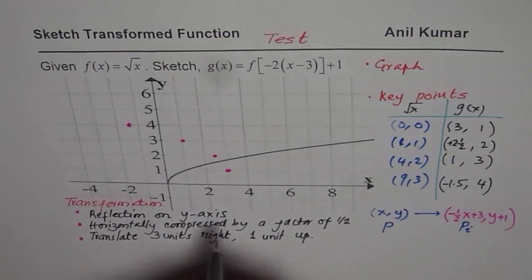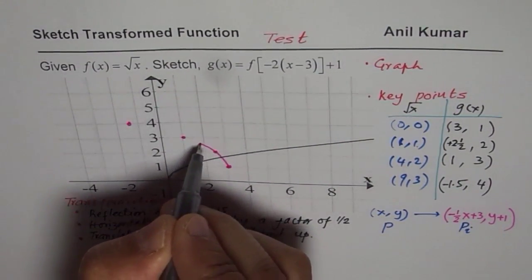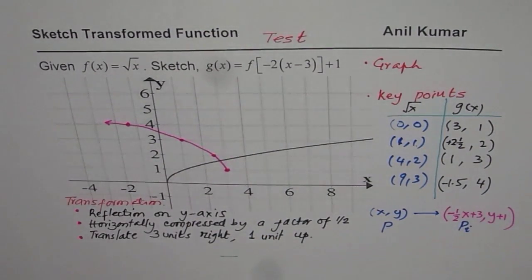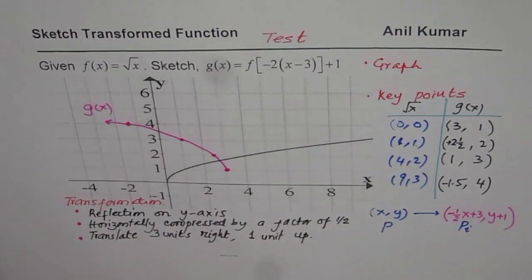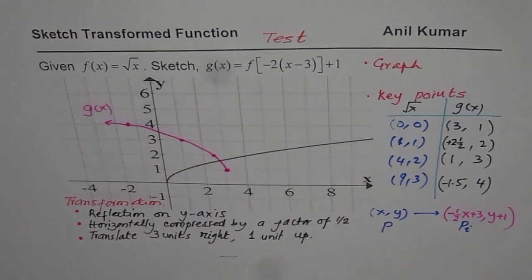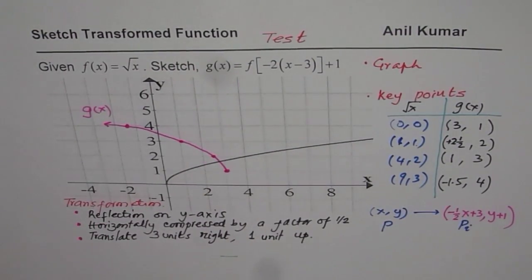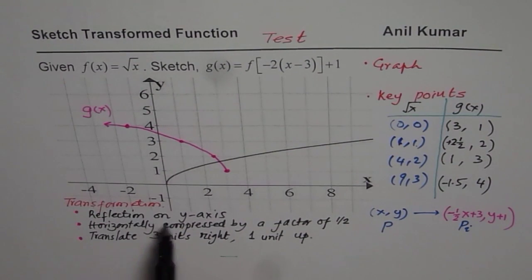So once you join these points, you get your transformed function, right? So it is kind of like this. So this is g of x. So using points very easily and accurately, you can sketch this function. Now we will use the graphing technique to sketch this function without calculations, right? So we'll do steps one by one.